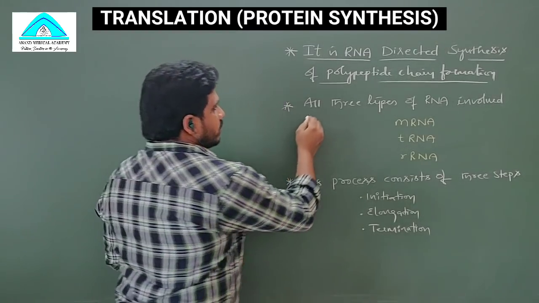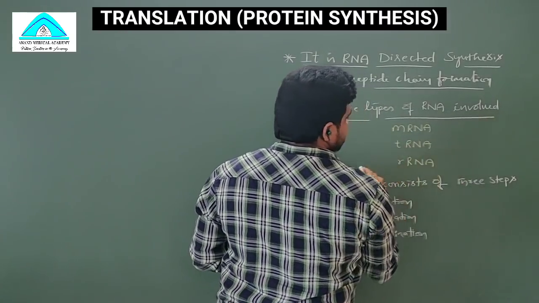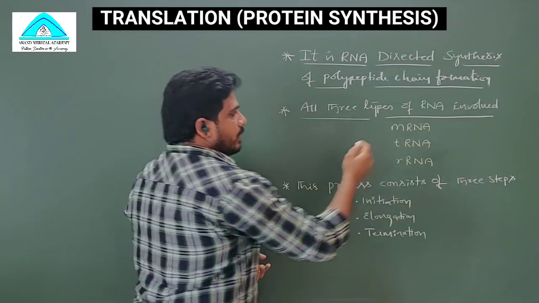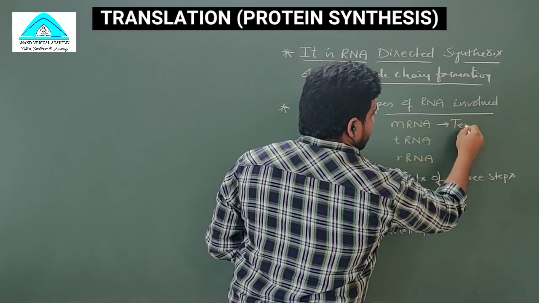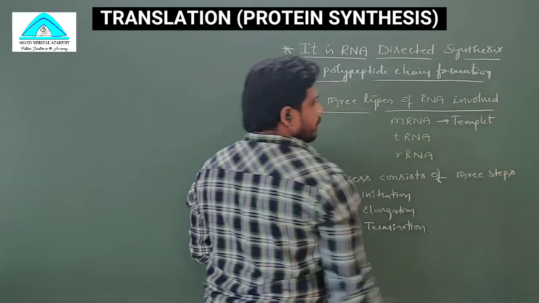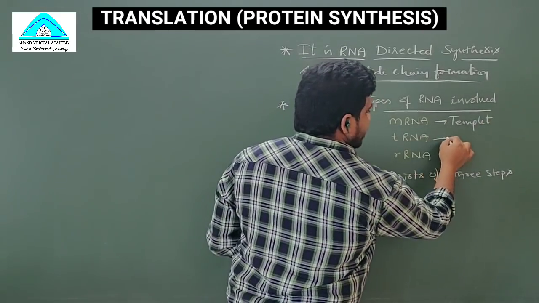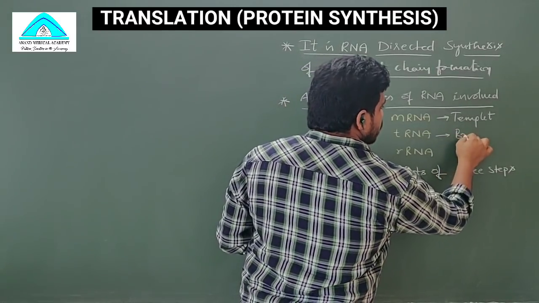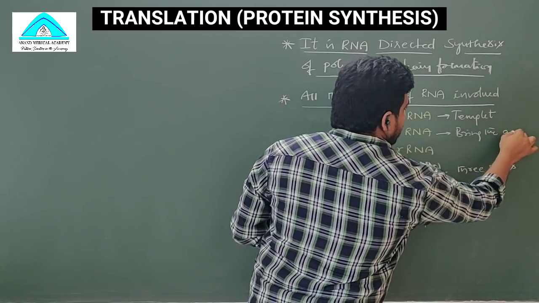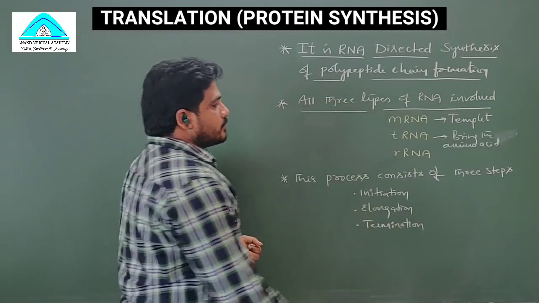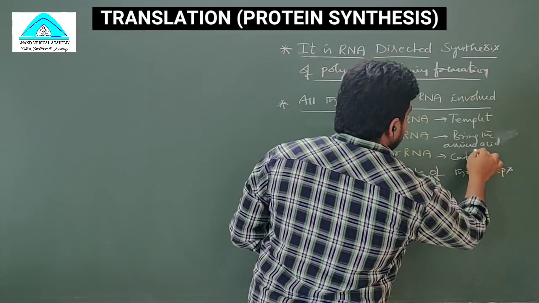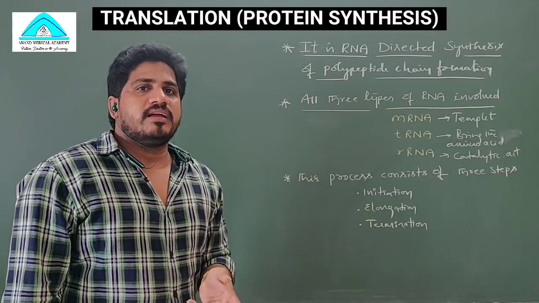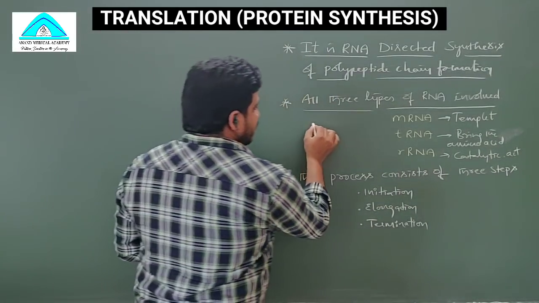In this process all three types of RNAs are involved: mRNA, tRNA and rRNA. The mRNA acts as the template for protein synthesis, and tRNA acts as a cloverleaf, also called an adapter, which helps to bring the amino acid. The rRNA helps to catalyze, so it has many catalytic activities. You know very well about all three structures. I will give you a rough sketch.